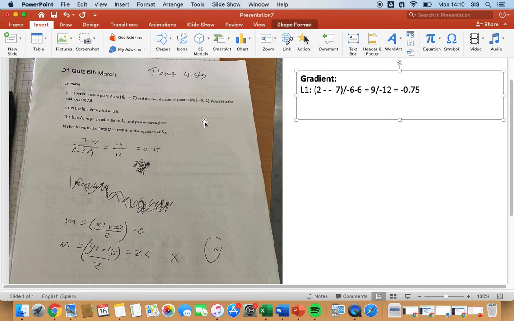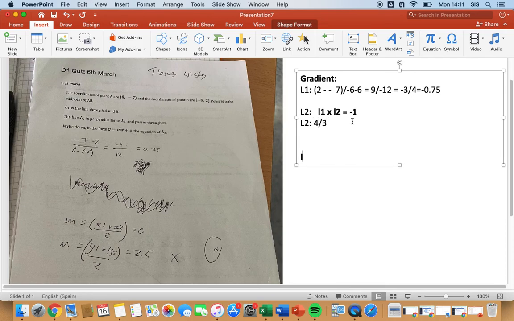But what you need to do then is find the gradient of L2. And we know that the gradient of line 1 times the gradient of line 2 should give you minus 1, because when we're dealing with perpendicular lines, this rule always works. So this means we need to take the fraction minus 3/4, which is the same as minus 0.75, flip it and change the sign. So the gradient of line 2 is going to be 4 over 3.